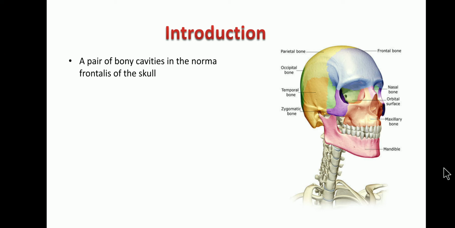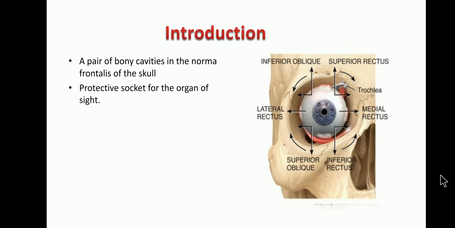You have a pair of orbital cavities, and they both are separated medially by the nasal cavity. So the nasal cavity separates the two orbital cavities. It lodges the eyeball, or the organ of sight. You all know that the eyeball is actually an outgrowth of the forebrain, so it possesses most of the characters along with the meningeal coverings. It is attached to the brain via the optic nerve.